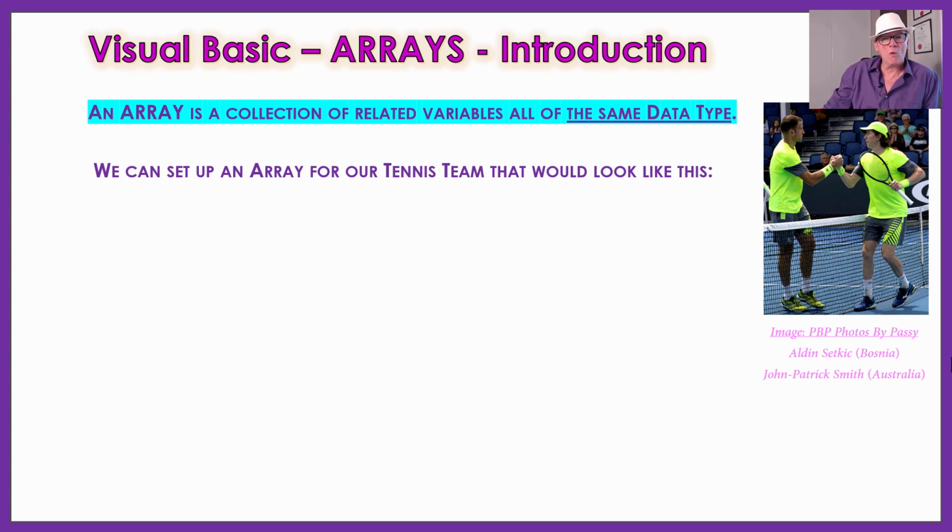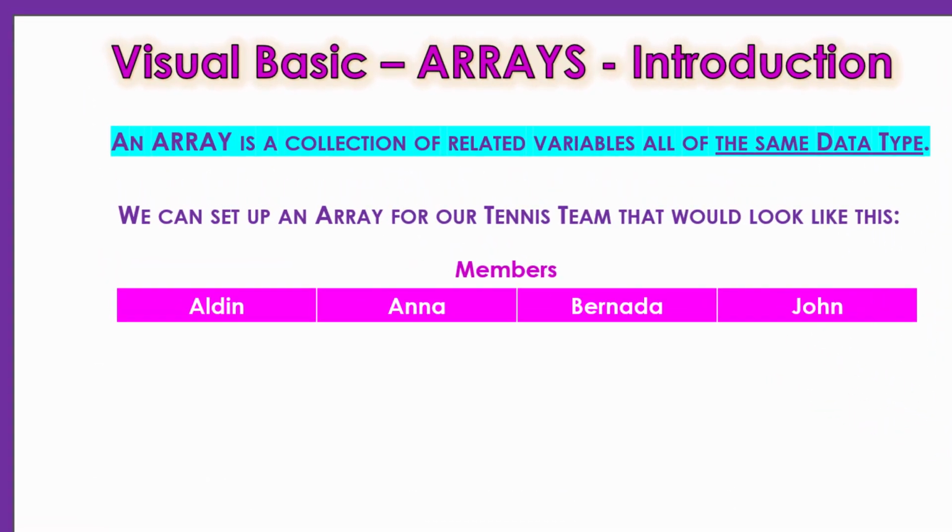So we can set up an array for our tennis team, and it's going to look something like this. They're our members: Alden, Anna, Bernarda, and John. Alden will be referenced by members bracket 0. He's the first one in the array. Anna is members bracket 1, Bernarda is members 2, and John is members 3.